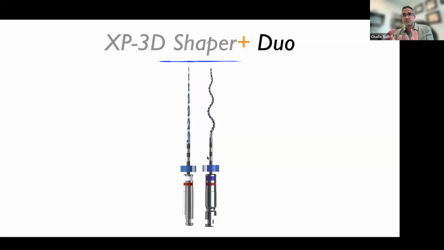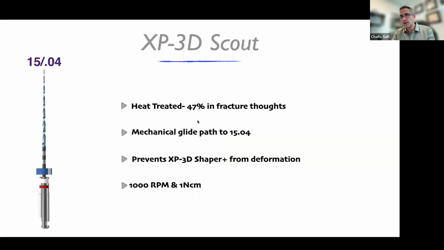And this file has to be used with another file before. That's what I call the Duo, the XP3D Shaper Plus Duo. This other file is this file here. It's a 15.04 XP3D Scout. So this file is just what the name implies. It's a scout file. It's going to scout the canal in order to prepare this canal for the action of the XP3D Shaper Plus. It's a heat-treated file that gives a mechanical glide path to a size 15.04, prevents the shaper from deformation, and lets it travel faster and better without any obstruction all the way to working length.